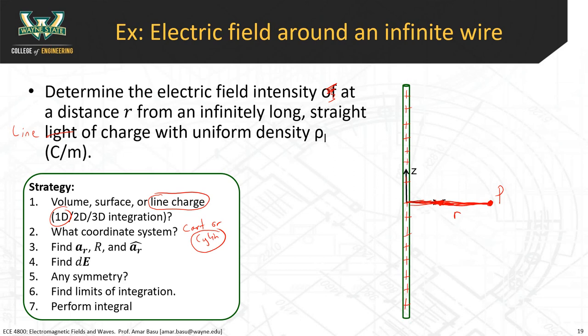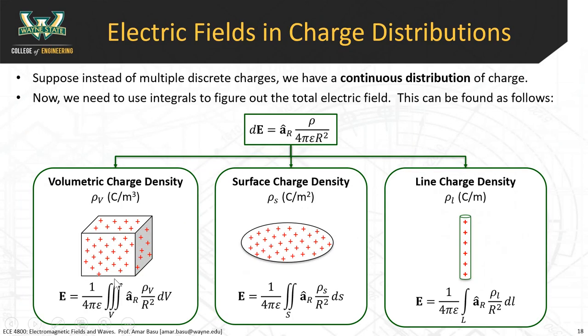All right, so step three, we have to find a sub r and a sub r hat. So let's remind ourselves what those are. We are going to be finding the differential electric field, and within there we have a sub r hat. To calculate a sub r hat, we first calculate a sub r, then the magnitude of a sub r, which is basically r here. And then we can calculate a sub r hat.